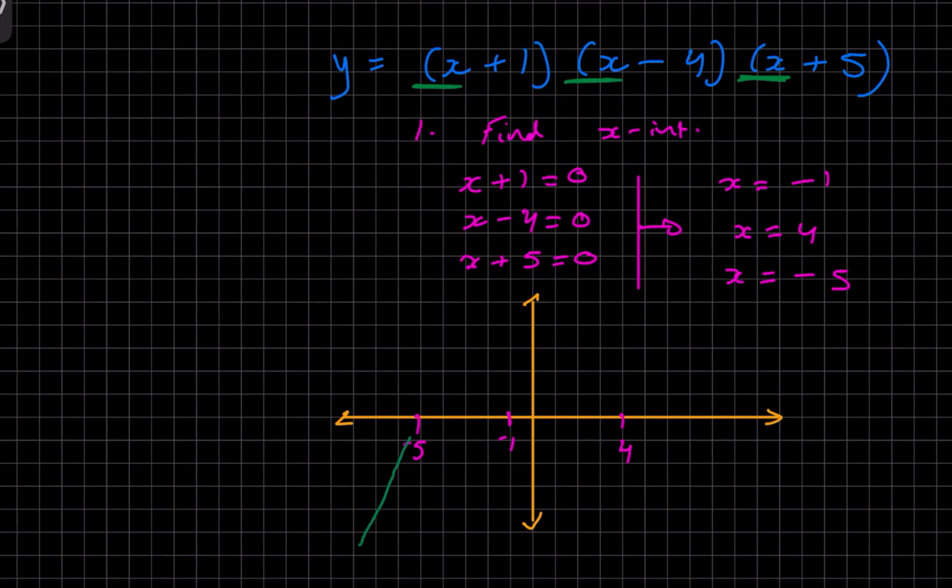Your graph will slope upwards until it reaches x equals -5, crossing through the x-axis at this point before curving and turning back around to pass through the x-axis at x equals -1. It will then come up again to pass through the x-axis at x equals 4.